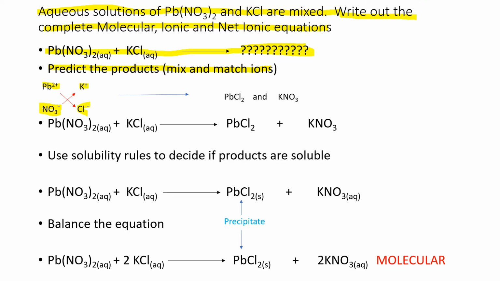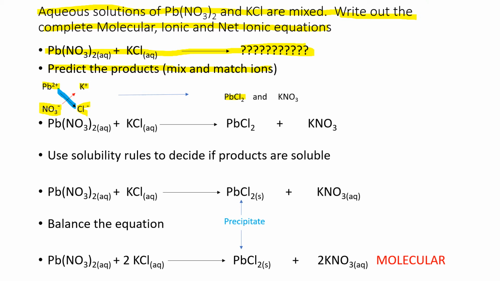Now I need to mix and match these ions. I need to pair the lead, who's currently with the nitrate, with a new ionic partner, the negative chloride ion. Well, how do I pair those? I can't just randomly throw them together. I still need to achieve charge balance. The lead's +2, the chloride's -1. So I'm going to need 2 chloride ions in order to have charge balance. So my new formula is going to be PbCl2.